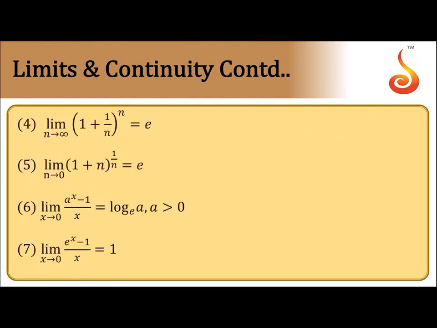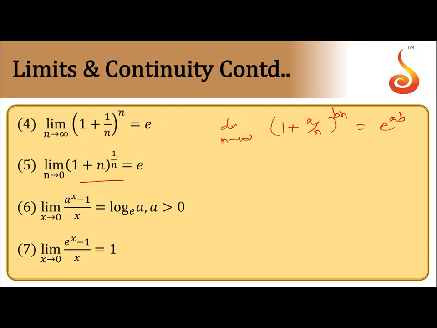Coming to the next standard limit. Limit as n tends to infinity of (1 plus 1 by n) to the power of n is equal to e. Here we can also write limit as n tends to infinity of (1 plus a by n) to the power of bn, and that is equal to e to the power of ab. Same way, this can also be written.